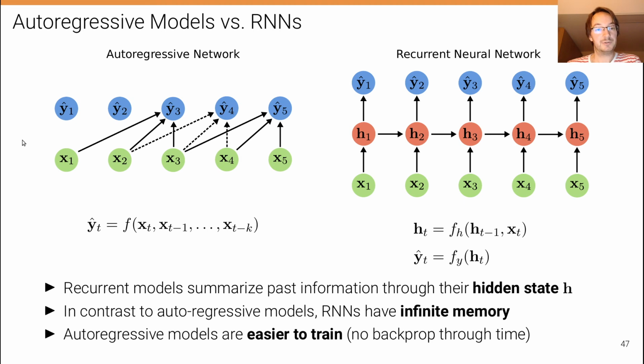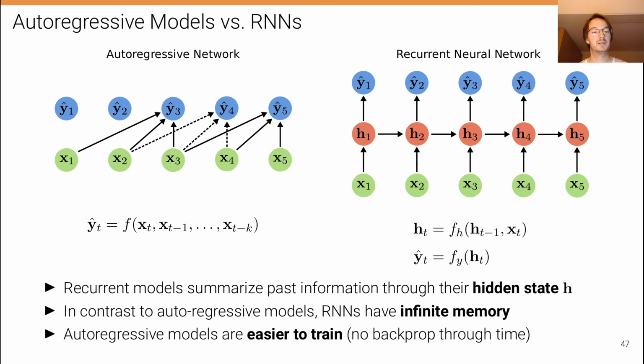In contrast to the autoregressive model, recurrent models summarize previous information through their hidden state, while in the autoregressive case, we have a direct connection from previous time steps to the current prediction, but only until a certain k. So we are clipping information. We are completely ignoring information from the past. We have this hard constraint here, while for a recurrent neural network, in theory, information from very early on can be remembered for predictions very late.